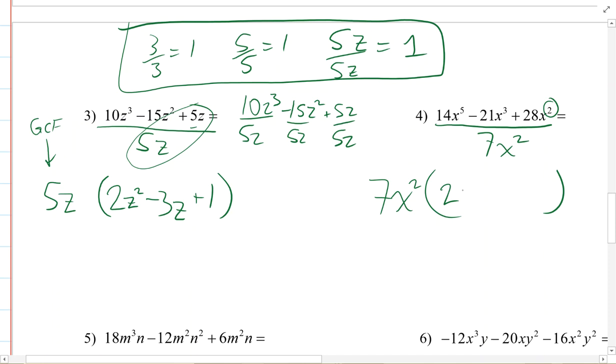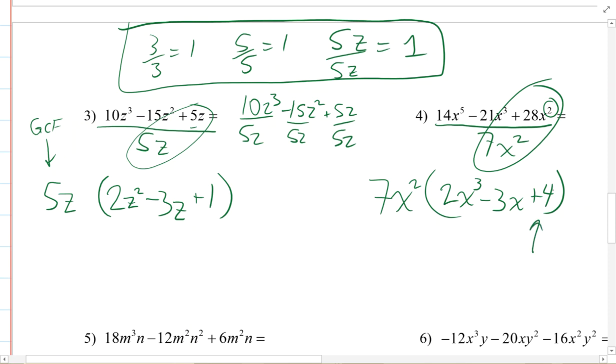14 divided by 7 is 2. x to the 5th divided by x squared is x cubed. -21 divided by 7 is 3. x cubed divided by x squared is x. And 28 divided by 7 is 4. x squared divided by x squared is 1. And 1 times 4 is 4. Okay, so this last division is a little bit weird.